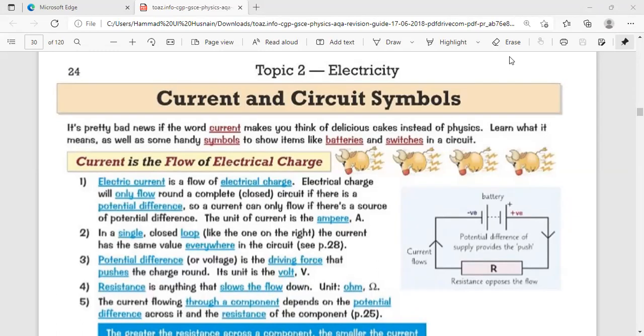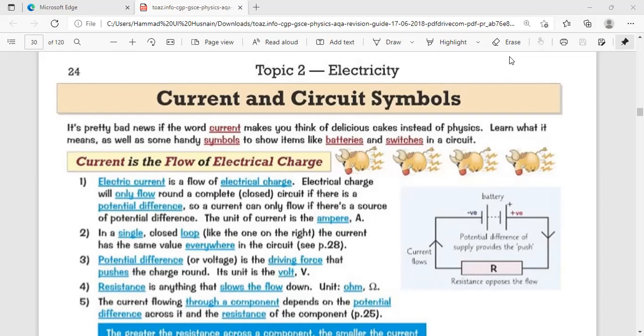So what does current mean? We start with the definition of current. Basically, the rate of flow of charges is called current. What does this mean? We can say the number of charges passing through a certain area or a certain place in a certain amount of time is called current.